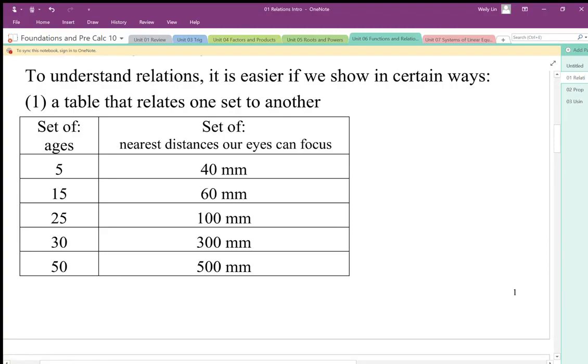So your parents might be at that age where they have to hold things far away from their face to be able to see it. Otherwise, if you hold something too close to them, they can't see it. So this is the relationship. As we get older, our eyes cannot focus as close to our faces. Okay, and this is our relationship, and we can show that with a set of ages and a set of distances.